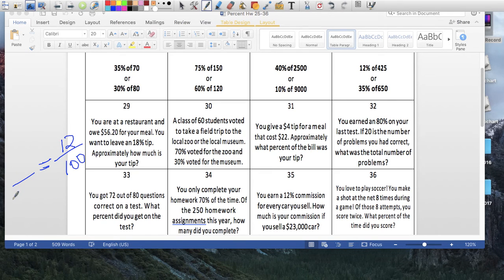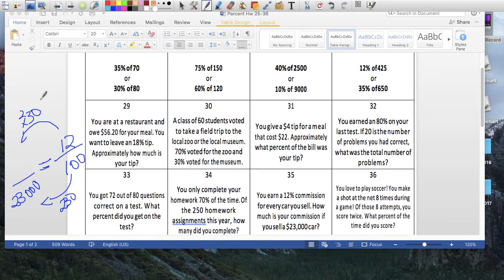So let's say you sold a car and the car price was $23,000. You're going to make 12% of that. That's what the company is going to give you. So let's see if there's a relationship. There is. 100 times something is 23,000. It would be times 230. So on top, times 230. So let's see how much you would make.